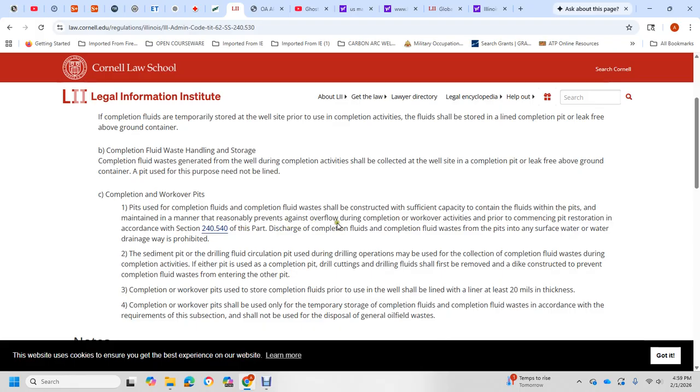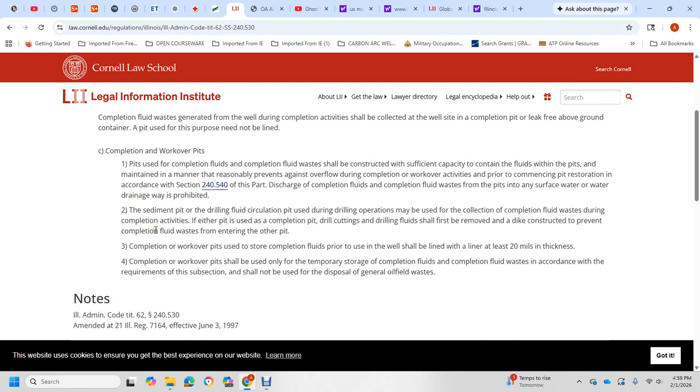245.40. Discharge of completion fluid from completion fluid waste pits with sufficient water is prohibited. Some element of the drilling fluid circulation pit used with the drilling operation may be used for the collection of the completion fluid waste during the completion activity. Used as the completion pit, the drill cuttings and drilling fluids shall be first removed, and a dike constructed to prevent completion fluid waste entering the other pit.